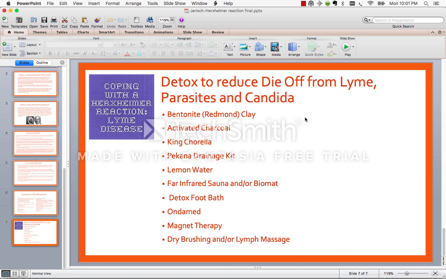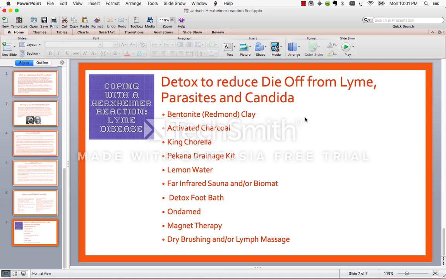That's something we offer here in the clinic, or patients can actually buy a detox foot bath kit at home. A lot of times we'll have them go to Amazon and purchase one. They can do detox foot baths every 72 hours. OnDemand has programs that we can run for detox as well. Magnet therapy and dry brushing and lymph massage work really well.